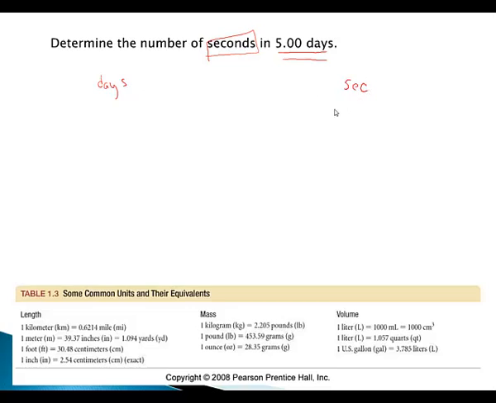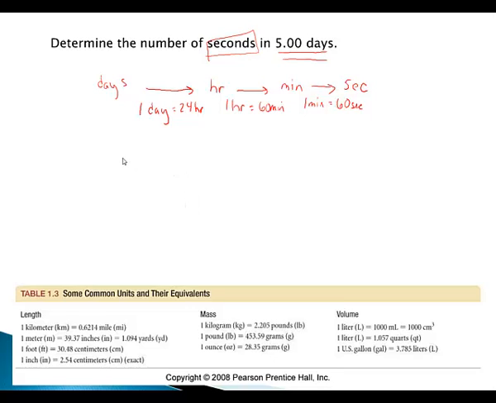And just think of things that you know. Do I know how many seconds are in a day? No, but I do know how many seconds are in, say, a minute, right? We know for every 1 minute, there are 60 seconds. Okay. Do I know how many minutes are in a day? No, but I can go to hours, because I know that for every 1 hour, there are 60 minutes. And I know I can go from hours to days, because 1 day is equal to 24 hours.